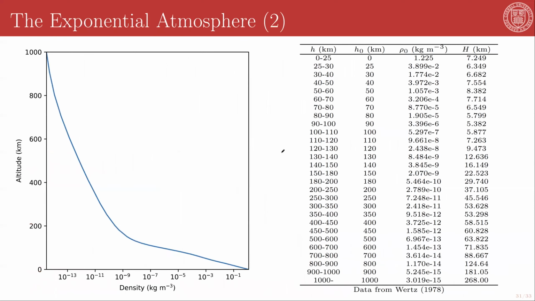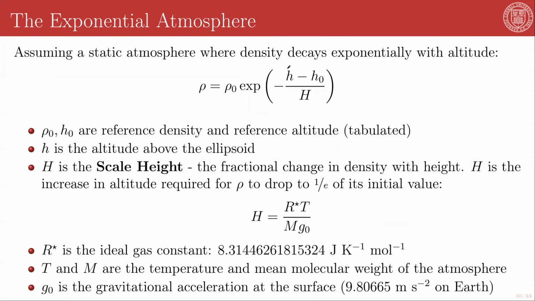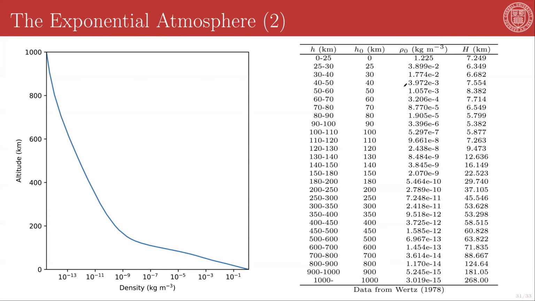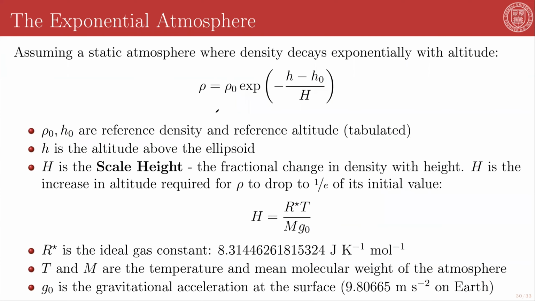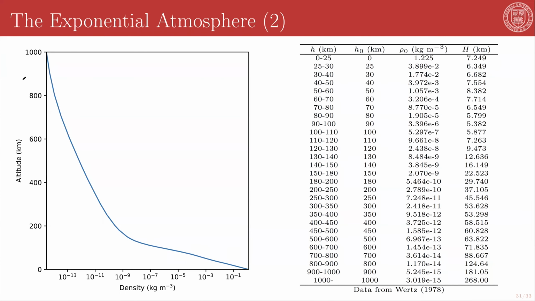Here is one example of an exponential atmosphere model. This data is taken from a paper by Wirtz, 1978. The way that you would apply this equation here is you would take your current value of h, you would find which row you're in. So for example, at 65 kilometers altitude, you are in this row, your h naught value is 60, your rho naught value is 3.206 times 10 to the negative 4, and your atmospheric scale height is 7.714 kilometers. And if you plot this all together, again, plugging these values into this expression, then you get this curve.